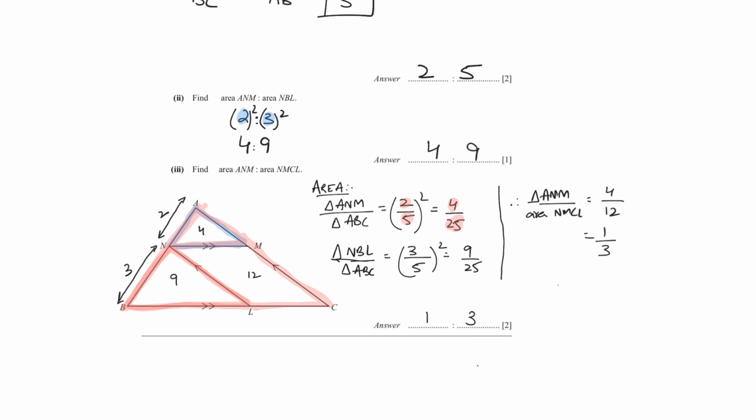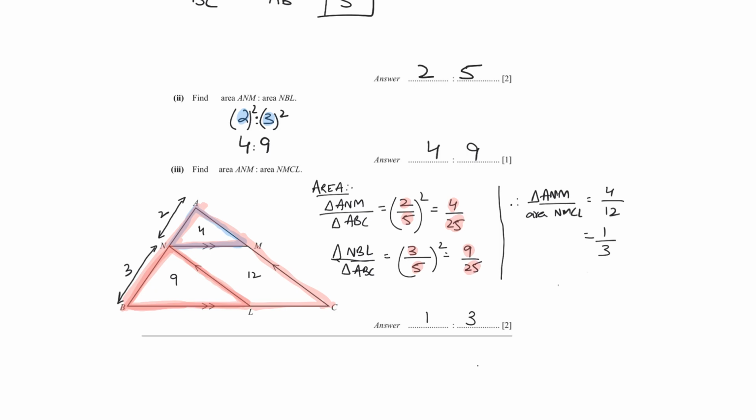Similarly, you will find the ratio of the triangle NBL and ABC. So NBL and ABC are also similar. The value of the side NB is 3, and let's say the value of the side AB is 5. Basically these are not the exact lengths, these are the ratios. So the ratio is 3 is to 5. So if the ratio is 3 is to 5, then the ratio of the areas would be 9 over 25.